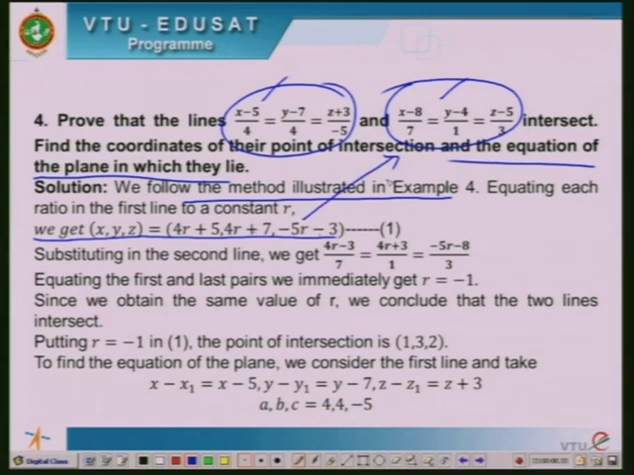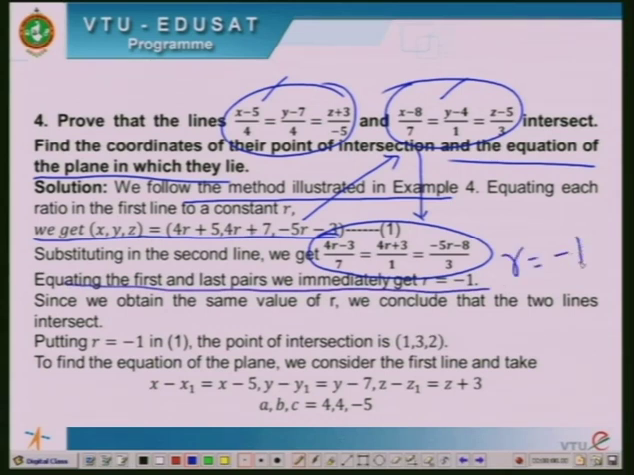In place of x, you put 4R plus 5. In place of y, you substitute 4R plus 7. In place of z, you write minus 5R minus 3. That will give you a pair of ratios. This line here will give you this: 4R minus 3 by 7 equal to 4R plus 3 by 1 equal to minus 5R minus 8 by 3. As we did in the previous example, you equate the first pair, 4R minus 3 by 7 equal to 4R plus 3 by 1, you get R equal to minus 1 after cross multiplication and simplification. Take the last two, you get the same value of R after cross multiplication.